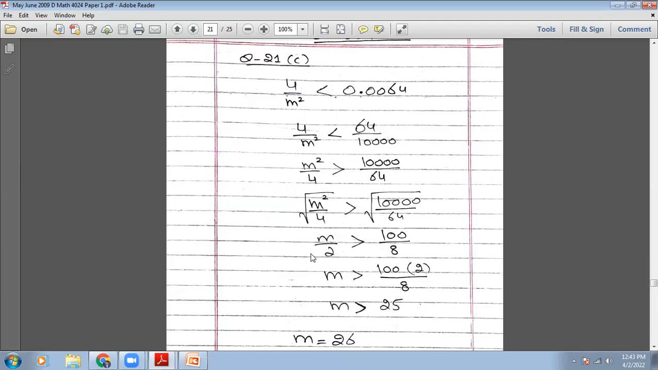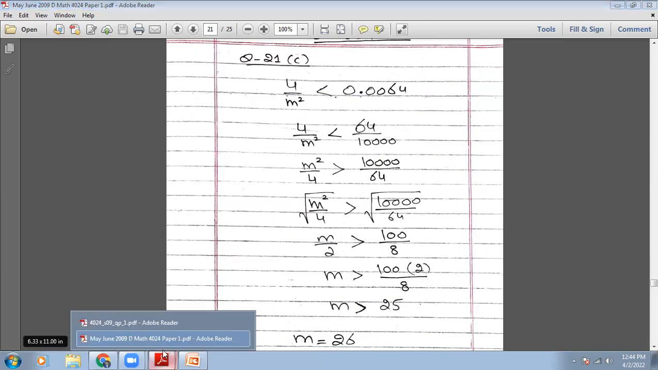Take the square root on both the sides. So m by 2 is greater than 100 by 8. So m is greater than 100 into 2 divided by 8. So m is greater than 25. It means the smallest value of m should be, because m is more than 25, the smallest value of m possible will be 26. It's a little tricky, so I hope you understand.